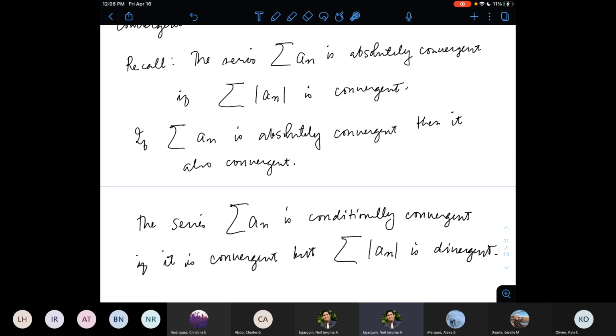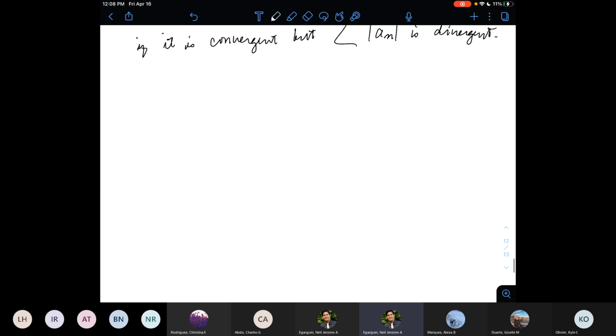So perhaps today let's focus on checking if series are absolutely convergent or not. Let's have some examples. Again, the instruction here is to determine whether the following series is absolutely convergent. Let me see if I have some good examples here.